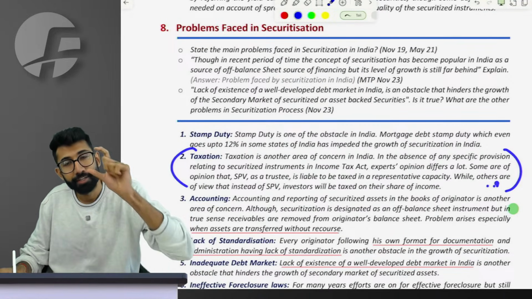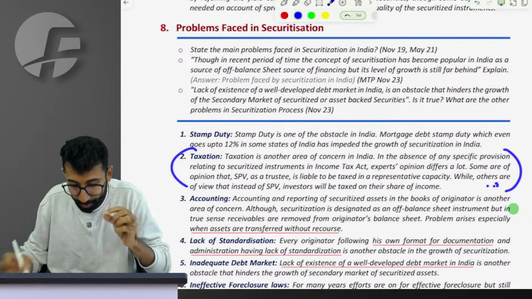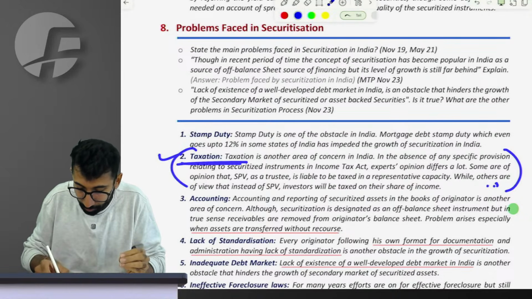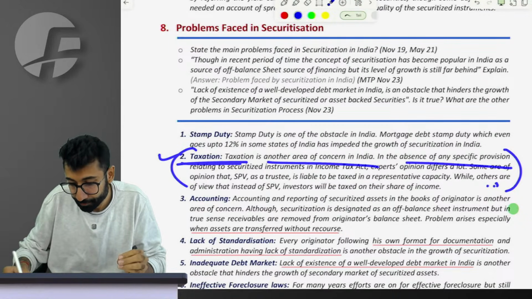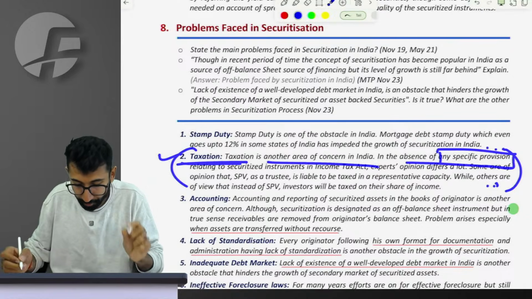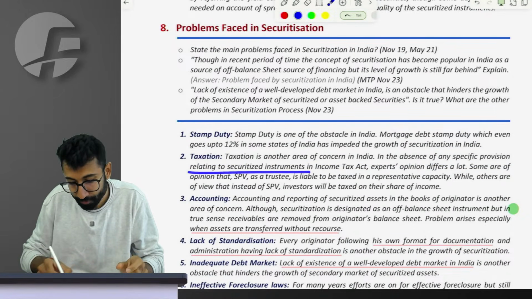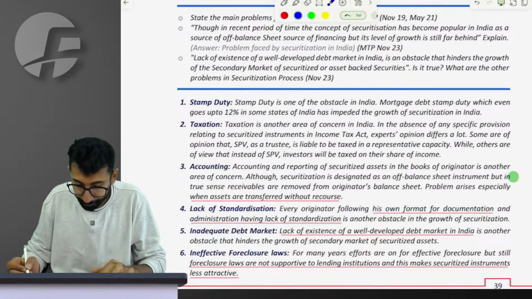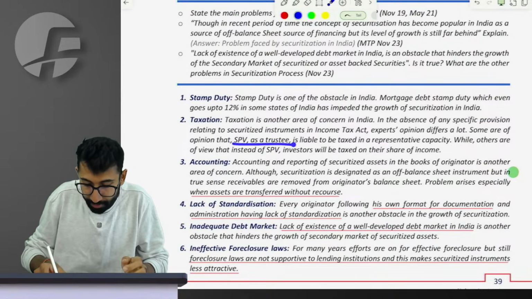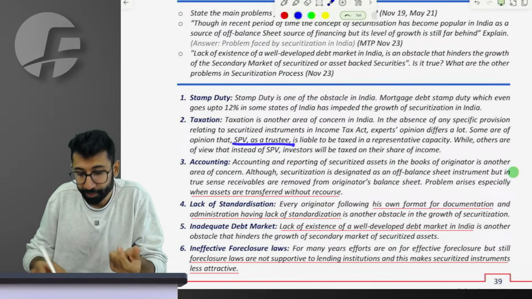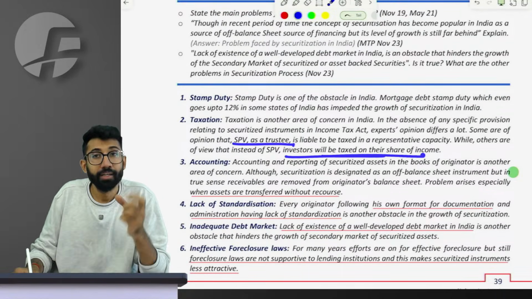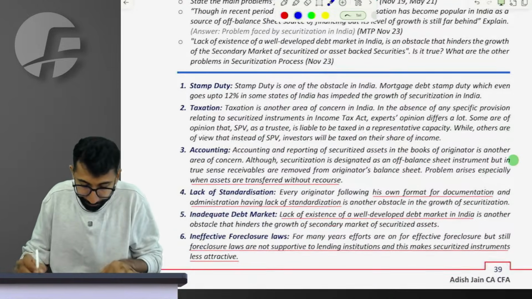Whether they are taxed at the SPV level or at the investor level. But according to the AFM book, taxation is another area where we don't have any specific provision regarding the taxation of securitized instruments. According to the book, some say the SPV is liable to pay the tax, and some say the investor is liable to pay the tax.